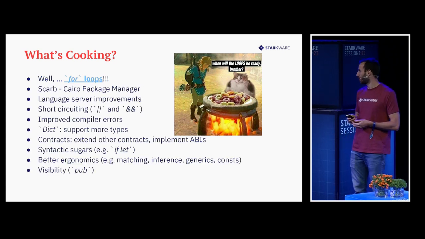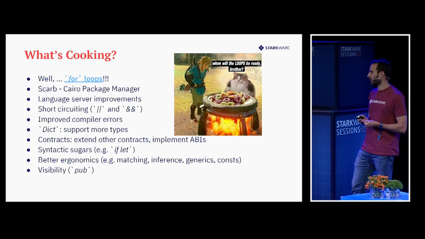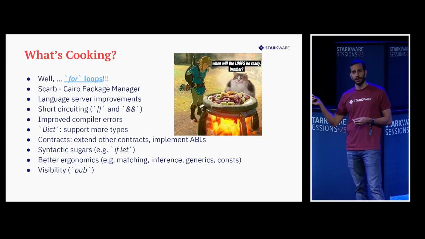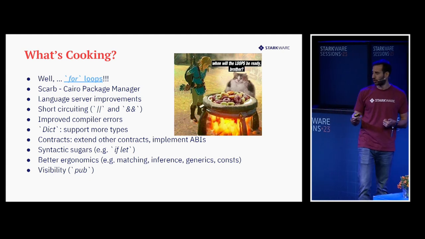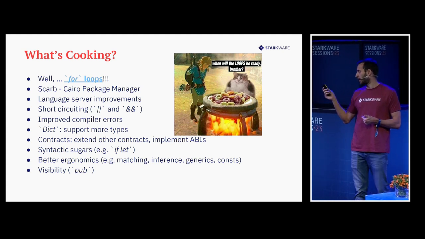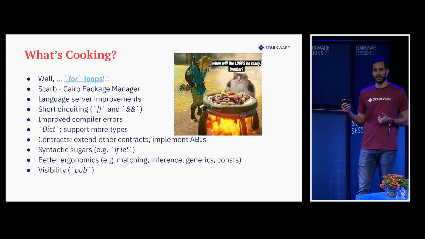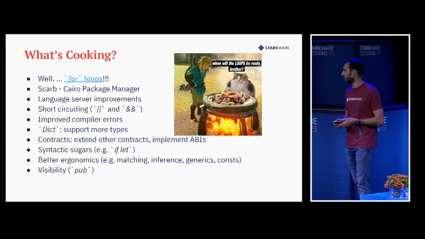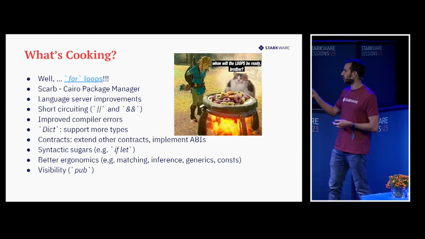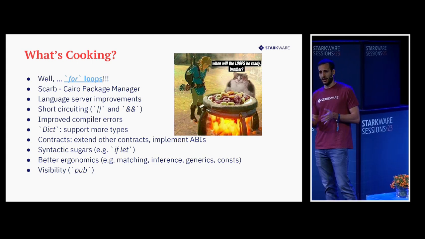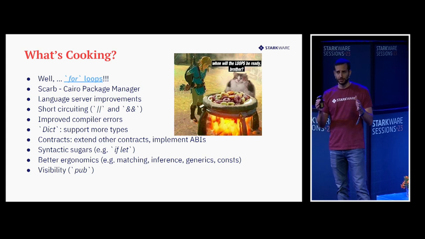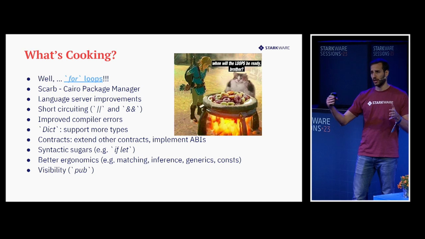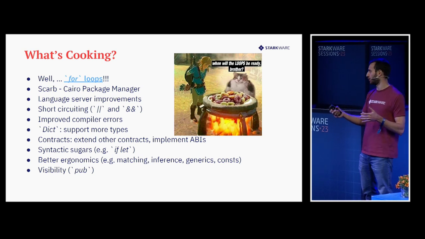We also have more things, like the Cairo package manager, Scarb, by Software Mansion, that already exists and can compile contracts, but is going to be improved more. We have the language server that's going to have more improvements and features for you to easily develop in Cairo. We're going to introduce short circuiting, which means that if you have a binary expression and you already know the definitive answer, you don't continue computing the rest of the terms.